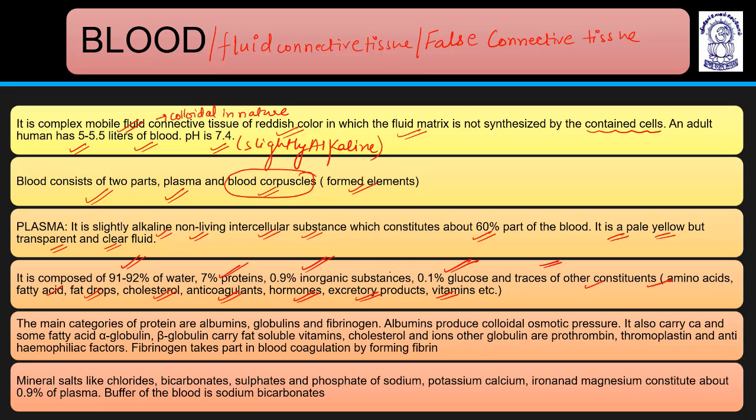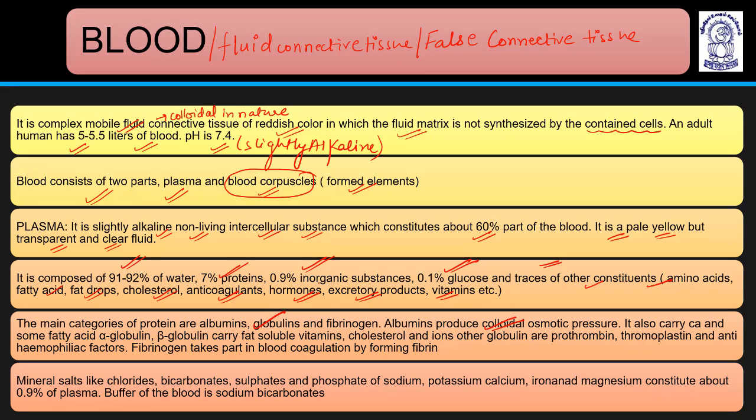The main categories of protein are albumins, fibrinogen, and globulins. Albumin is maximally present in plasma. Among all the proteins, albumin is present around 3 to 3.5% out of the 7%. It maintains the colloidal blood osmotic pressure.